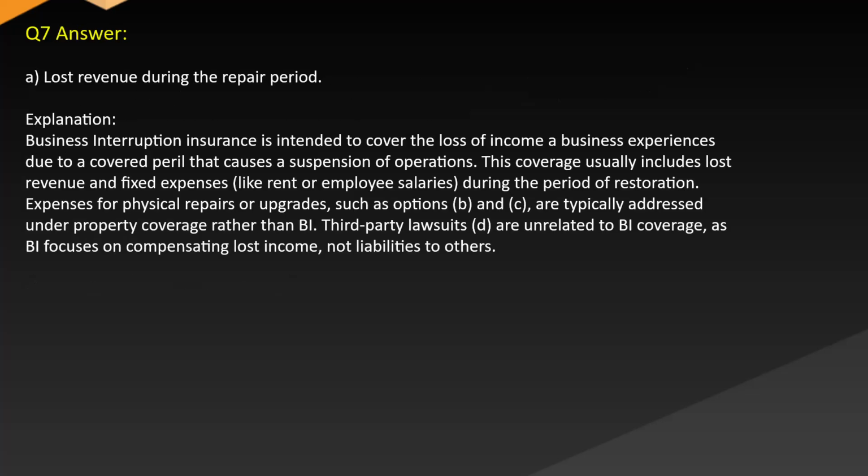Answer A. Lost revenue during the repair period. Explanation. Business interruption insurance is intended to cover the loss of income a business experiences due to a covered peril that causes a suspension of operations. This coverage usually includes lost revenue and fixed expenses like rent or employee salaries during the period of restoration. Expenses for physical repairs or upgrades, such as options B and C, are typically addressed under property coverage rather than BI. Third-party lawsuits, D, are unrelated to BI coverage, as BI focuses on compensating lost income, not liabilities to others.